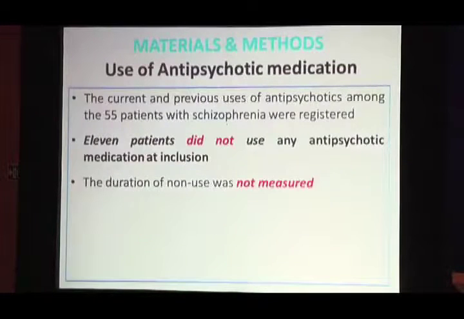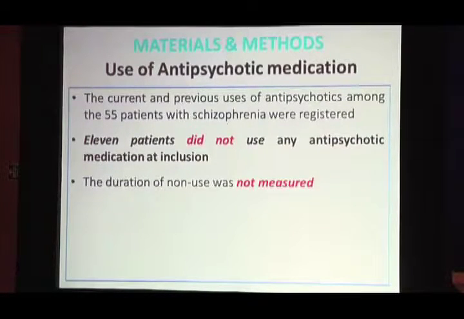Good. The current and previous use of antipsychotics among 55 patients with schizophrenia were registered. 11 patients did not use any antipsychotic medication at inclusion. This is methodical reading. Okay, you are going about it in a methodical way. The duration of non-use was not measured. Now this, they are not writing. This is what we are making as notes after reading this paper. The duration of non-use has not been measured.